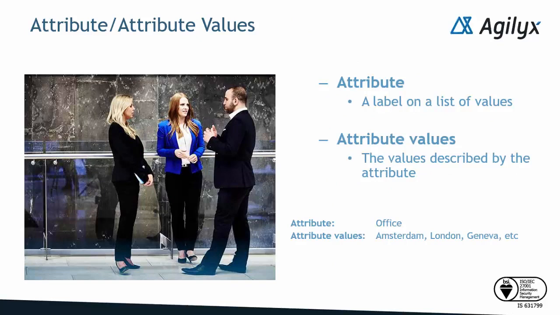Just more definition of an attribute. It's a label on a list of values. Below you can see an example of an attribute, which is an office. The location of an office will be an attribute. The values will be Amsterdam, London, Geneva, etc. So essentially, these values just describe what the attribute is.